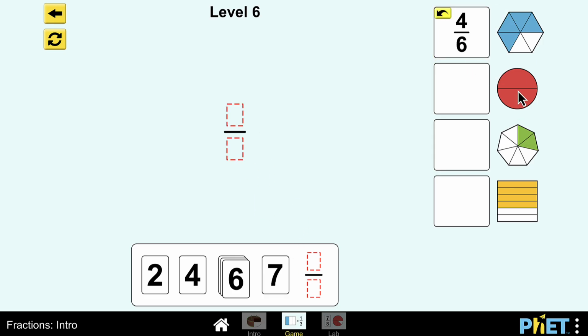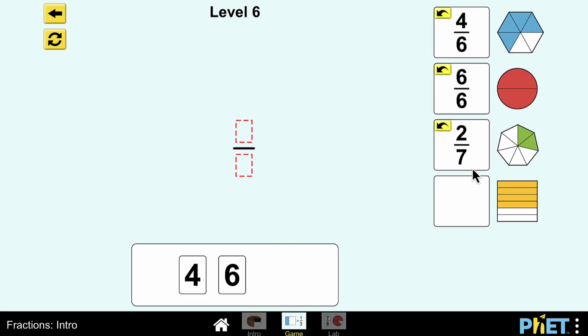The next one is 1 whole or 2 halves, but I don't have 2 twice. I don't have 4 twice. I have the 6 twice, so I can use 6/6 to make this 1 whole. What about this? This is clearly 2 over something. If you count them, you will find 2/7. And the last one is 4/6.